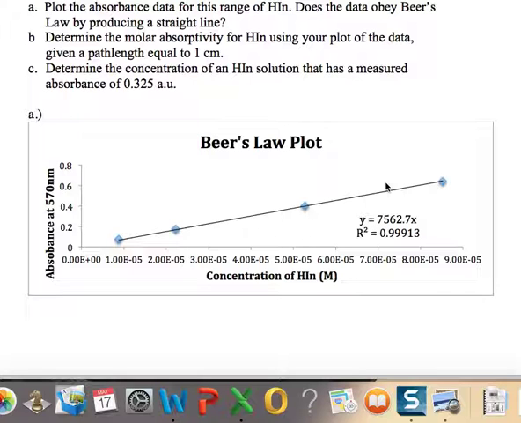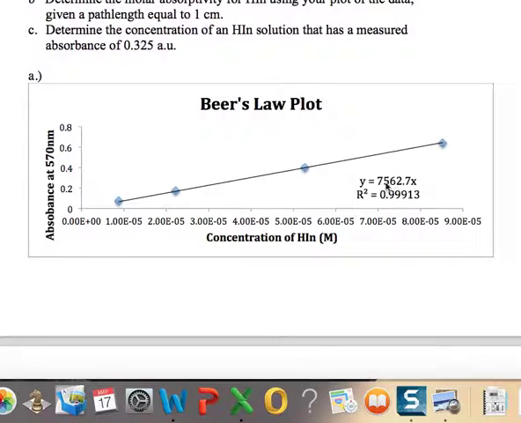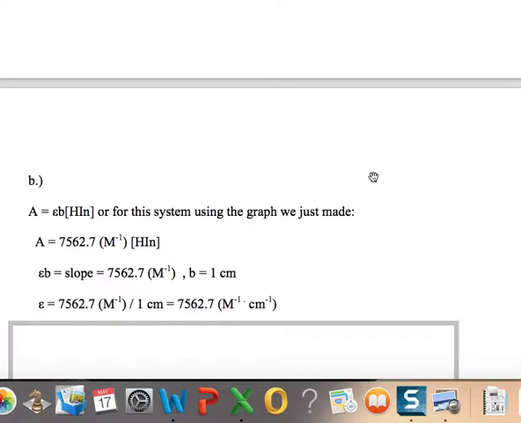So it does look very linear, so we do obey Beer's law in this concentration range, and we find that the y is equal to 7562.7 reciprocal molarity is our unit for our slope times x. So in our second question, the question is, what is the molar absorptivity, or what is the epsilon?